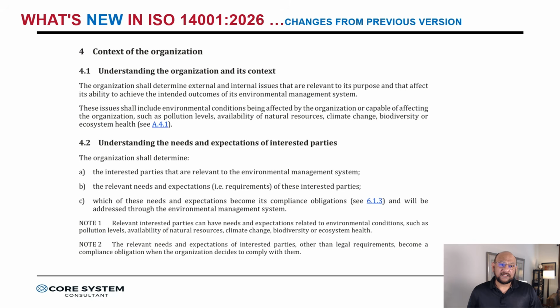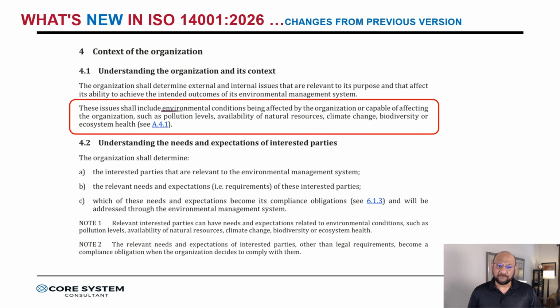So in the previous version, the 2015 version, the term environmental condition is not a new term. They have added this one paragraph, which is within 4.1. But what they have done is that this environmental condition term, they have elaborated it in terms of the pollution levels, availability of natural resources, climate change, biodiversity, or ecosystem and health. So now you need to understand that this was considered, as I showed you in my previous graphical slide, when the companies used to do the aspect impact analysis.